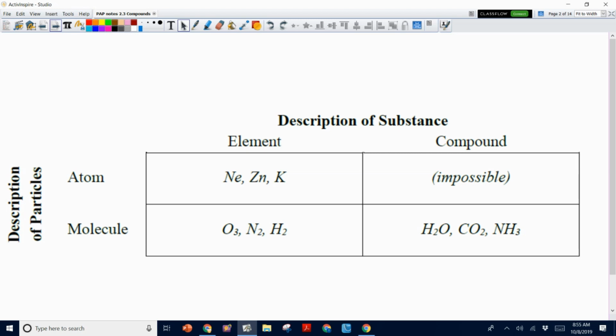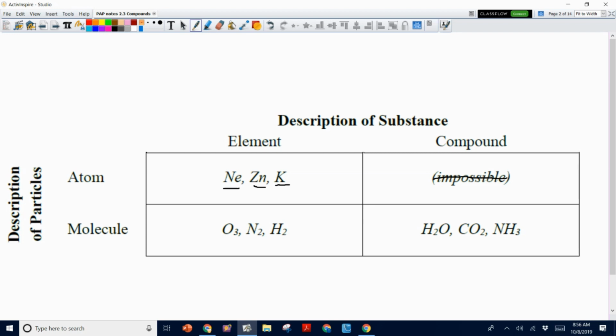All right, so this chart just gives descriptions of substances, like the different terminology, like elements, and compounds, and atoms and molecules. So if we look at atoms and elements, that's just going to be stuff in the periodic table, like neon, zinc, potassium. So those are just elements. Those are individual atoms. You cannot have a compound that is an atom. That's impossible. So you just can't have that.